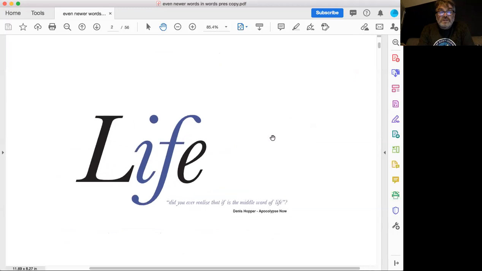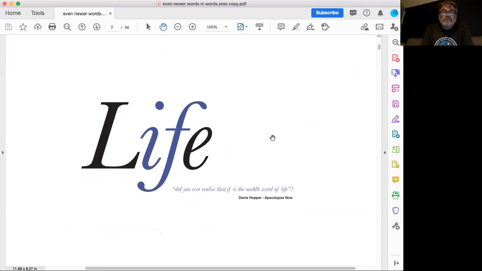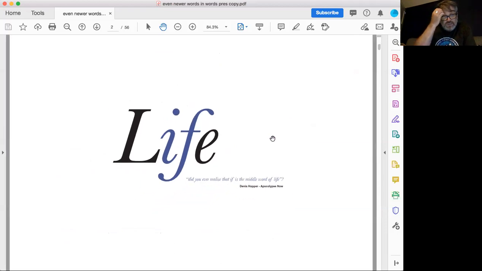So if you can see this one here, it's a quote from Dennis Hopper, the Hollywood actor who appeared in Apocalypse Now, very famous Vietnam film. Within that film, his character says, "Did you ever realise that if is the middle word of life?" I think it's from Rudyard Kipling. Everybody should watch Apocalypse Now. But that's quite an interesting intro to it.